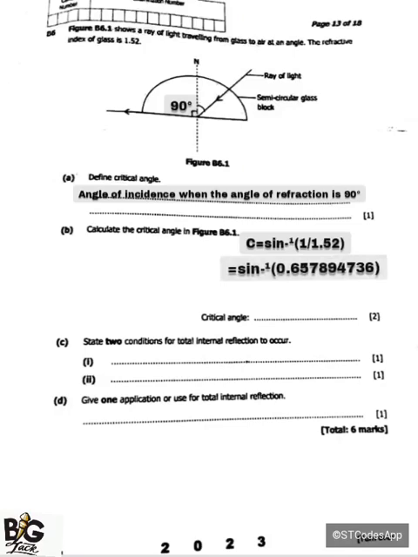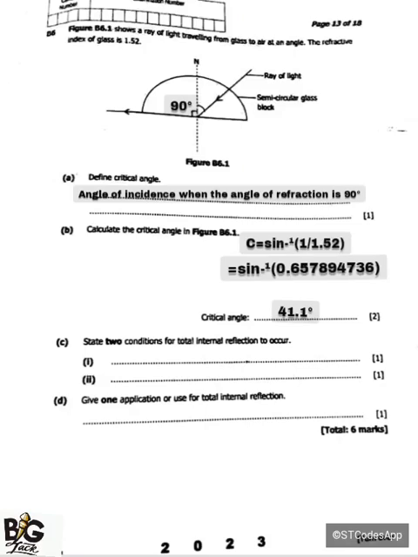0.657894736. Okay, then from there you punch on your calculator, shift sine the answer, which is 0.567894736. Then the answer is going to be 41.1 degrees. So in this case, the critical angle is going to be 41.1 degrees. This one is the angle, so don't forget to put the degrees.